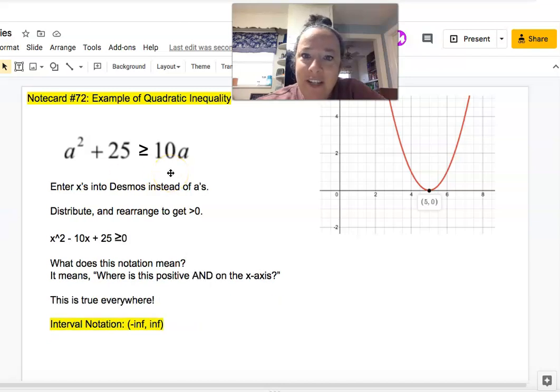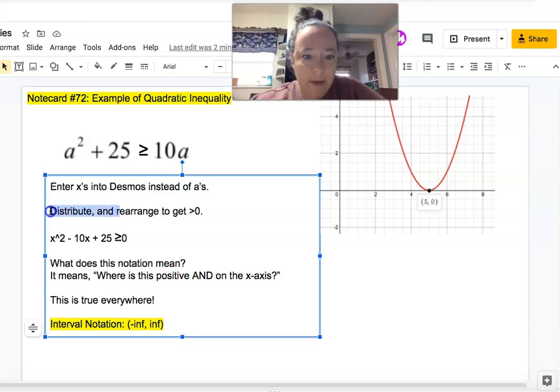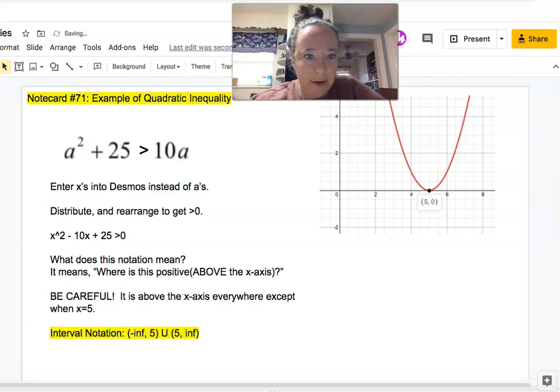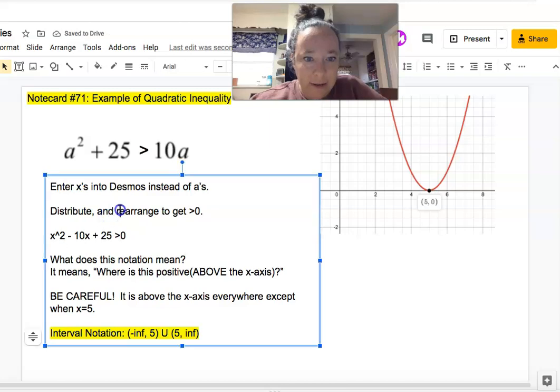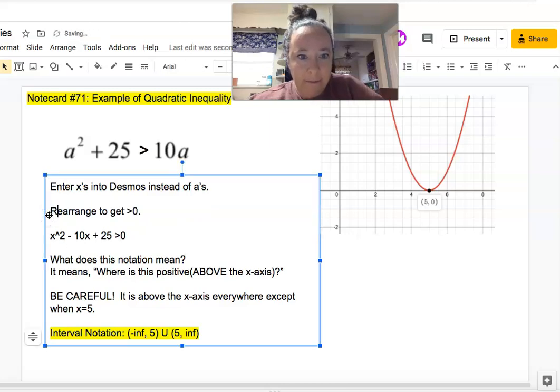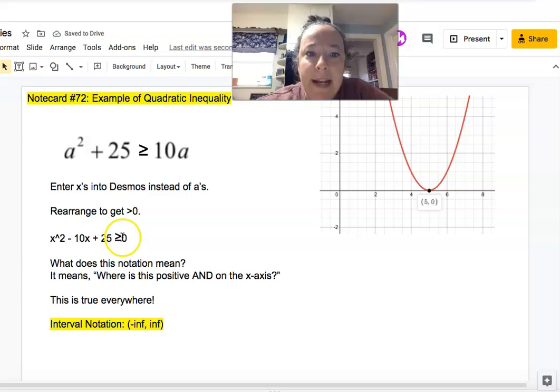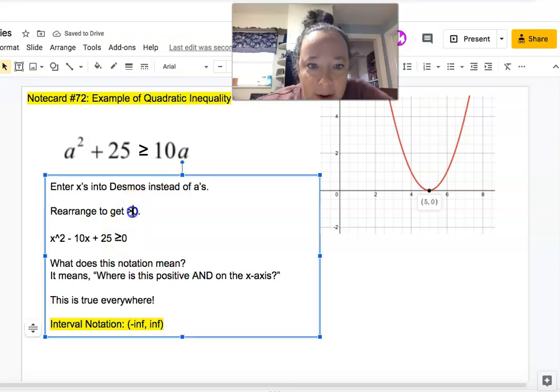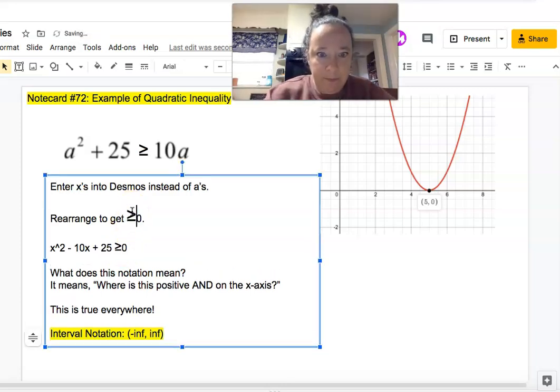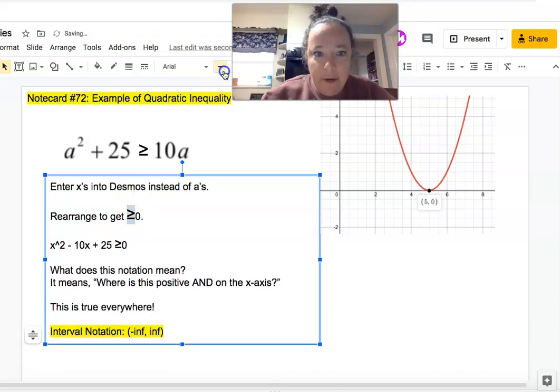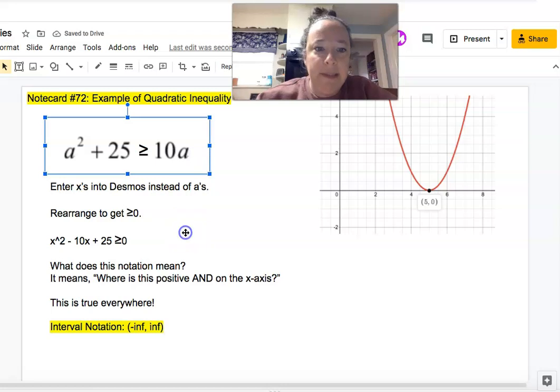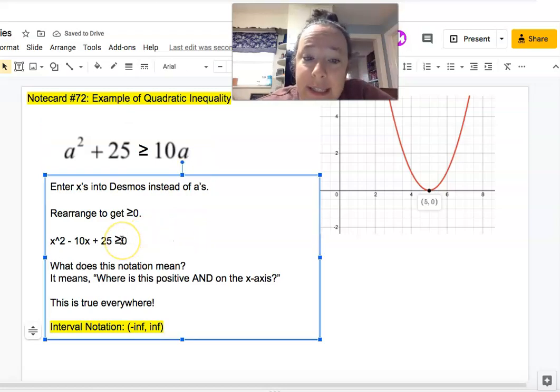All right, note card 72, it's the same thing, except it's got a greater than or equal here. So same thing. Rearrange. Goodness, did I not fix that over here? I don't think I did. Rearrange to get a greater than or equal to 0 here. Same ways we've been doing, except we have a different symbol here.